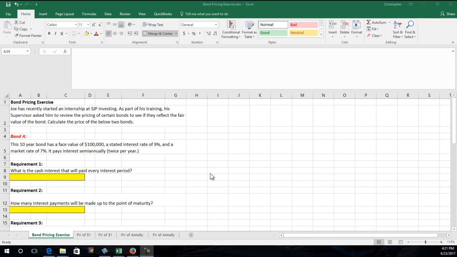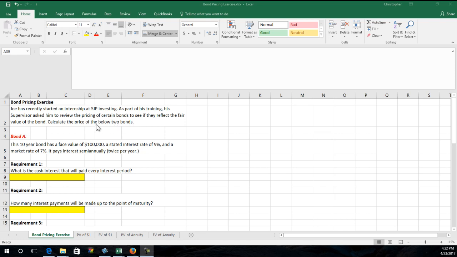In this exercise, we are going to go through the pricing of bonds. We're going to walk through the solution. So the data set here is that Joe has recently started an internship at SJP Investing. As part of his training, his supervisor asked him to review the pricing of certain bonds to see if they reflect the fair value of the bond.